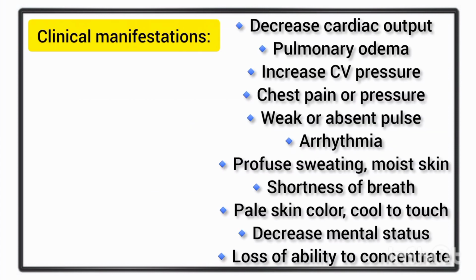And what are the clinical manifestations we can see in cardiogenic shock? Decreased cardiac output, pulmonary edema, increased CV pressure, chest pain or pressure, distended jugular veins, weak or absent pulse, arrhythmia, profuse sweating, moist skin, shortness of breath, pale skin color or cold to touch, decreased mental status and loss of ability to concentrate. So these are the clinical manifestations we can see in cardiogenic shock.